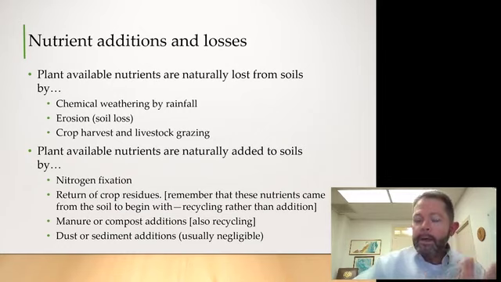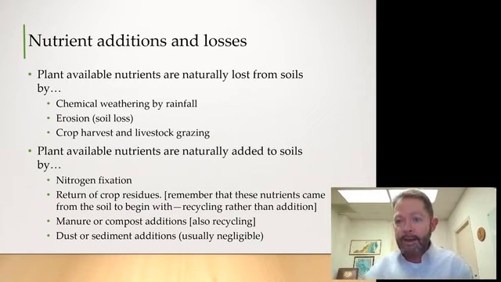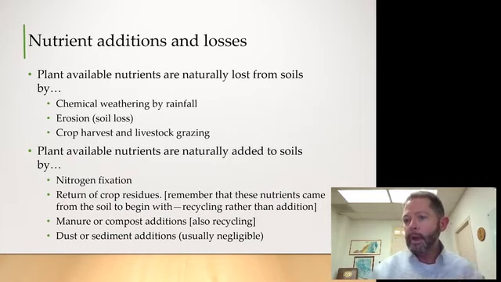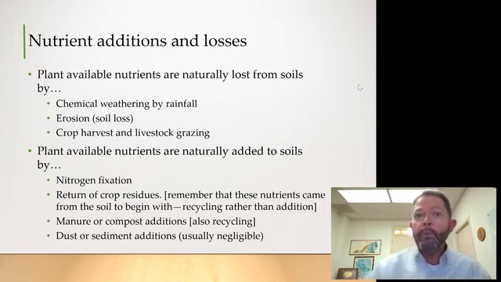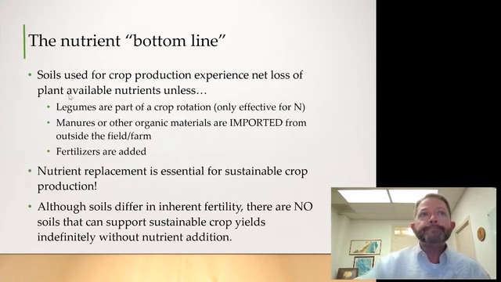I want to make a comment about returning crop residues to soils. Crop residues, manures, and compost: if those were generated on the farm, you are not adding net nutrients to the system, you're simply recycling them, okay? Those nutrients that are in crop residues had to come from somewhere. They came from the soil. Unless you are importing those organic amendments, you are not increasing the amount of nutrient. You're recycling it, which is a good thing. But remember, you're not actually adding nutrients if that's what you're doing.